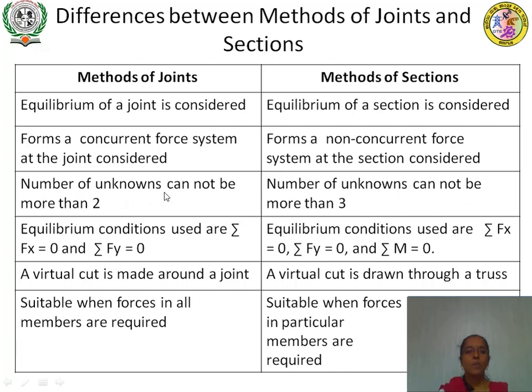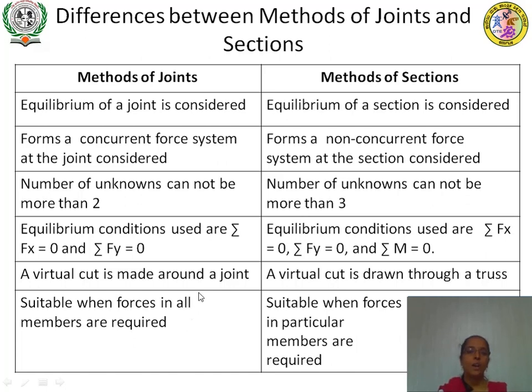So number of unknowns cannot be more than 2 here, whereas in sections, number of unknowns cannot be more than 3. Equilibrium equations to be used are sigma fx equals 0 and sigma fy equals 0, whereas in sections the equilibrium equations are sigma fx equals 0, fy equals 0 and sigma m equals 0. That means 2 equilibrium conditions in method of joints and 3 equilibrium conditions in method of sections. A virtual cut is made around a joint, whereas a virtual cut is drawn through a truss.